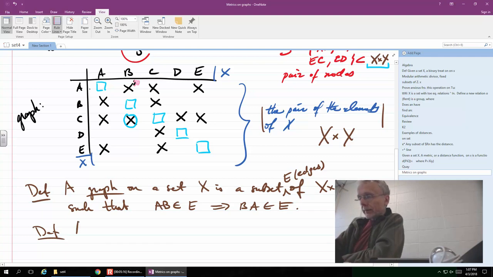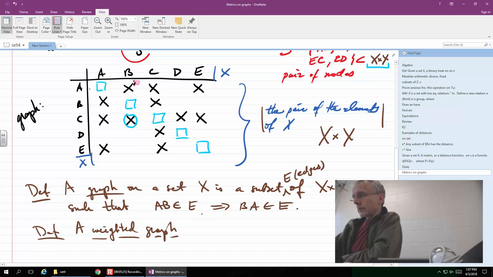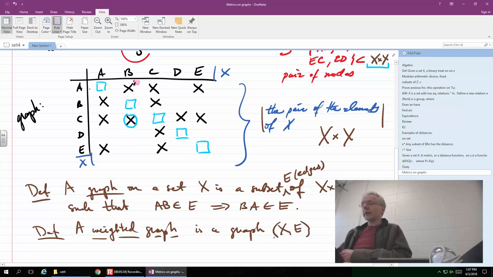So let's move on to what is a weighted graph? It's a graph to begin with. So X, E, just as all the time, pairs is frequently what we're looking at. So in this particular case, a set and a set of edges. That's what the pair is. A set and a set of edges as a subset of X cross X.